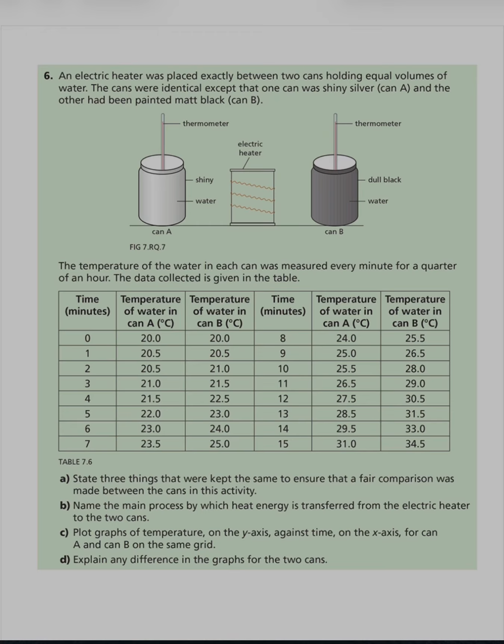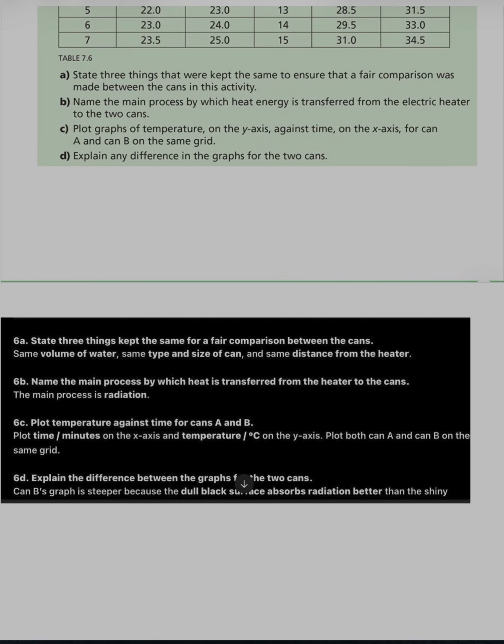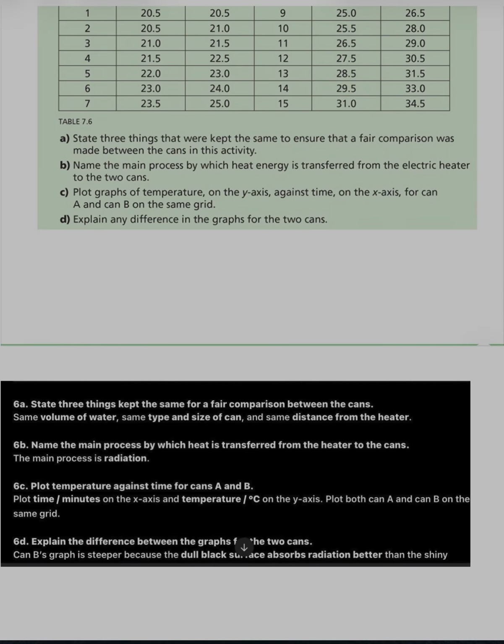6C. Plot temperature against time for cans A and B. Plot time in minutes on the x-axis, and temperature in degrees Celsius on the y-axis. Plot both can A and can B on the same grid. 6D. Explain the difference between the graphs for the two cans. Can B's graph is steeper because the dull black surface absorbs radiation better than the shiny silver surface.